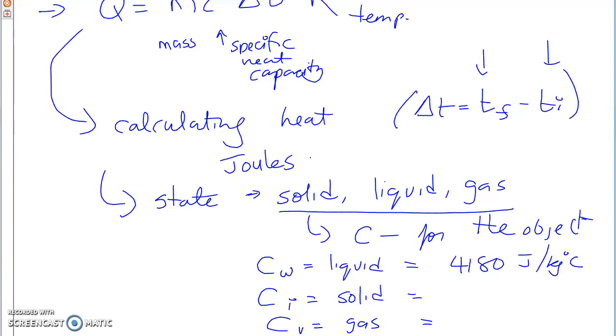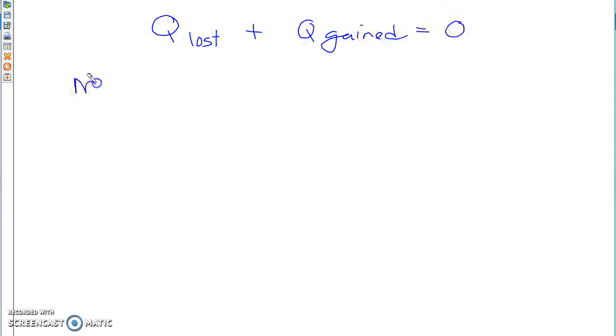The next thing that we did after this is what? Not latent, we did something else before that: Q lost and Q gain. Just like the law of conservation of energy, same thing here as well. Energy cannot be created or destroyed. So just because an object gains heat, it has to lose heat from somewhere else. So what we did was Q lost plus Q gained equals 0. Then we started with mc delta T plus mc delta T, which equals 0.